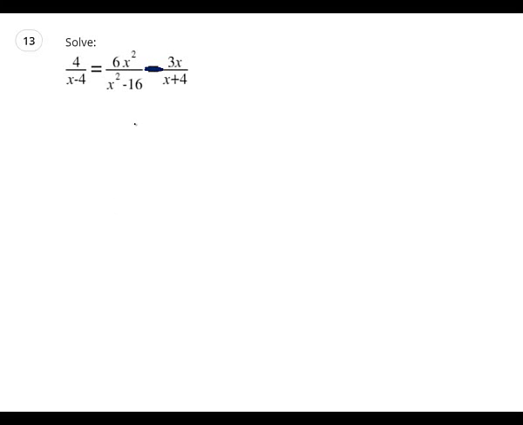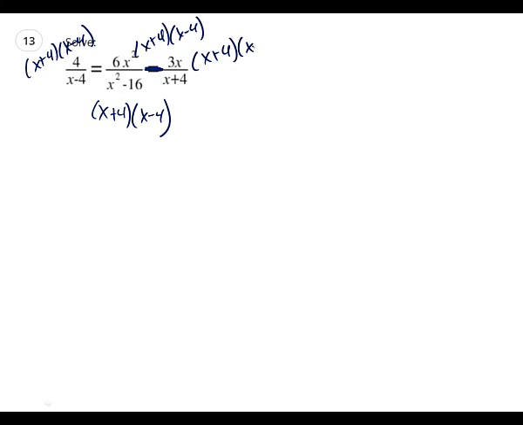All right, so this is one where there's an equal sign, so this is where you multiply by the LCD, because we want to get rid of our fractions. What does this denominator factor into? Good. So I'm going to multiply everything by x plus 4, x minus 4. So x plus 4, x minus 4, and x plus 4, x minus 4.